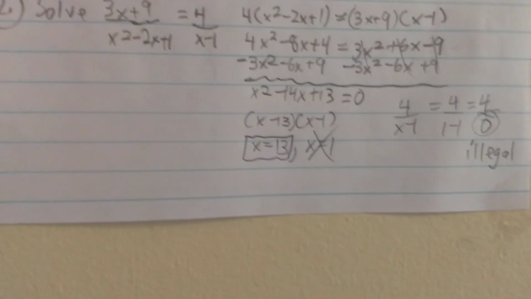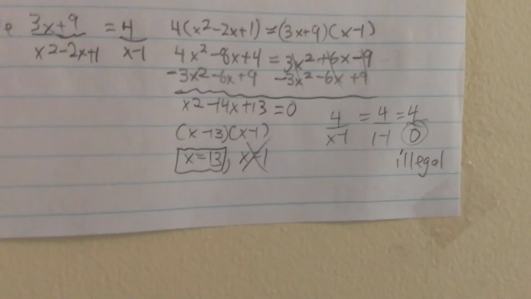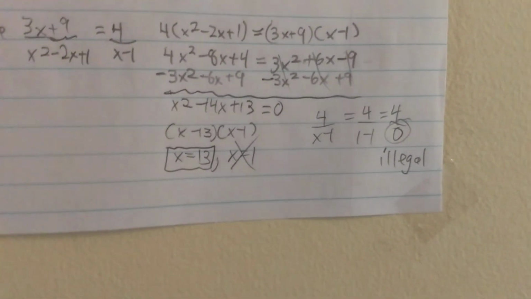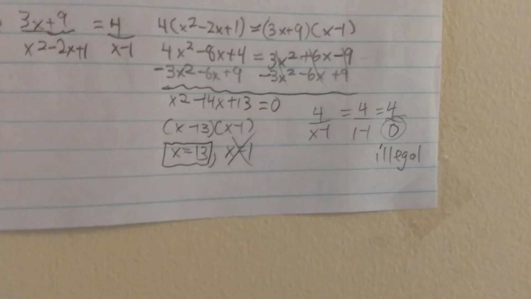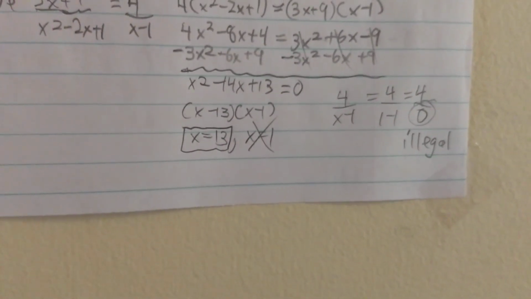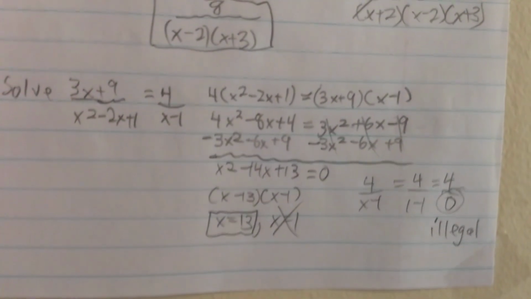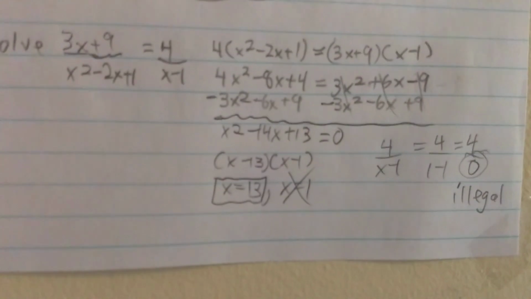and the answers then would be x equals 1 and x equals 13, except when I look at the right side over there, originally I have 4 over x-1, and if I try to plug in the 1 there, I get 4 over 1 minus 1, which is 4 over 0, which is illegal. So that leaves only x equals 13 as my answer.